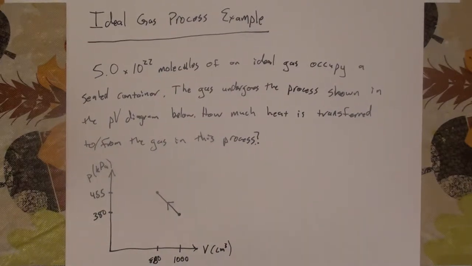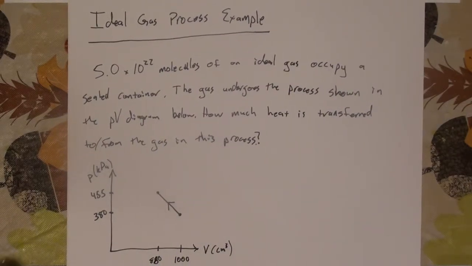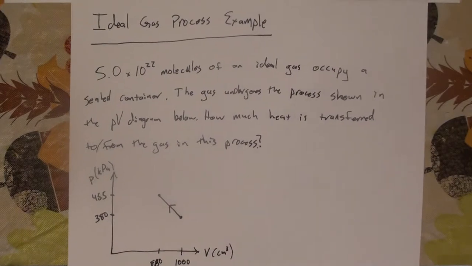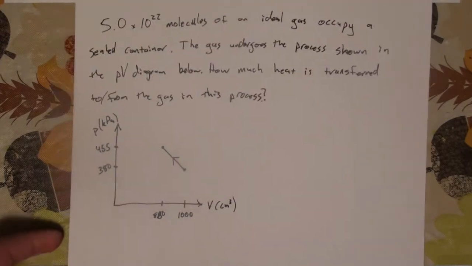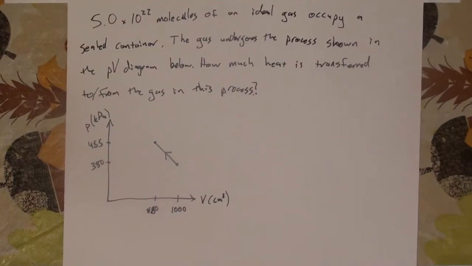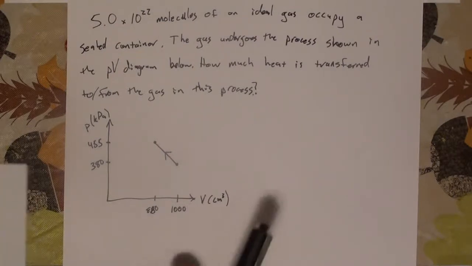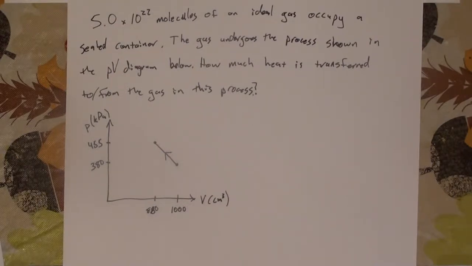So I want to show an example of an ideal gas process problem. So we'll start with the problem. It's 5 times 10 to the 22 molecules of an ideal gas occupy a sealed container. The gas undergoes a process shown in this PV diagram. The question is how much heat is transferred to or from the gas in this process.